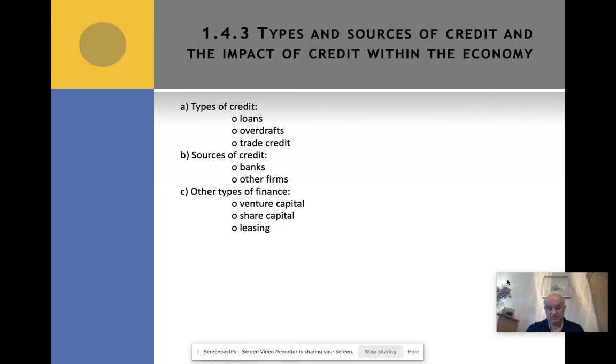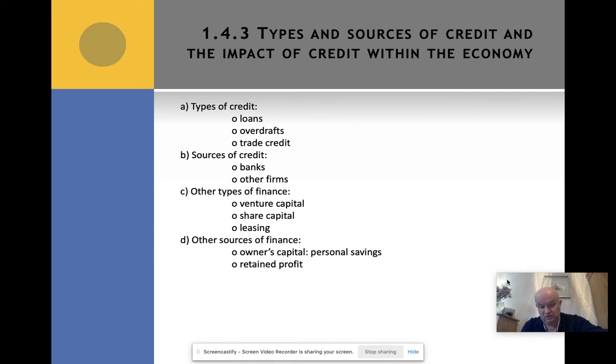So rather than paying for something outright, you lease that particular asset and pay an amount per month for the use of that asset. Other sources of finance can include owner's capital, so personal savings. That's something we've touched on already. Retained profit is obviously quite an important one. If a business has been successful and has made profits, then one of the big sources of further finance is retained profit, where a business might choose to keep some of that profit in the business in order to expand.